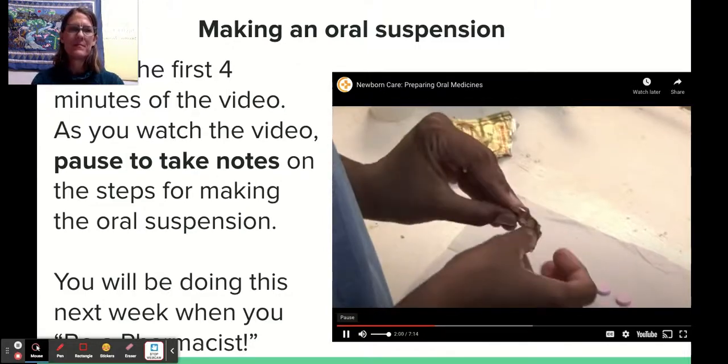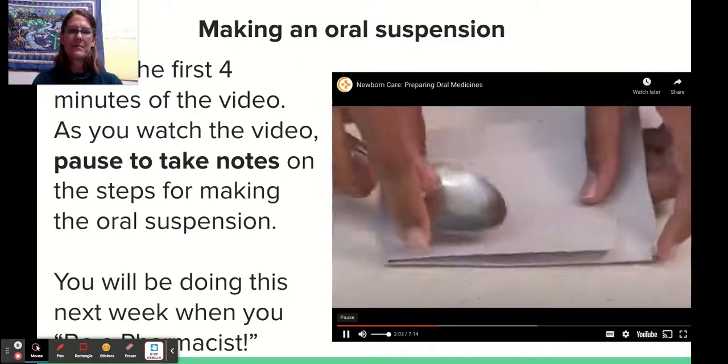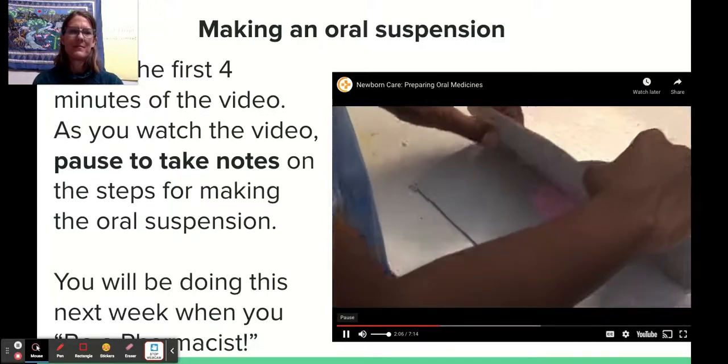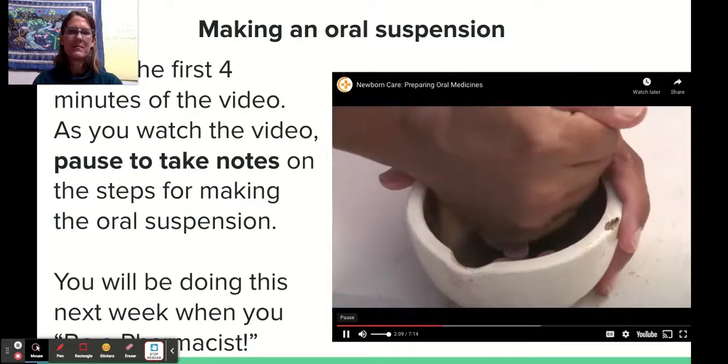Remove the tablets, then crush them in a clean piece of paper with a spoon or in a mortar and pestle.